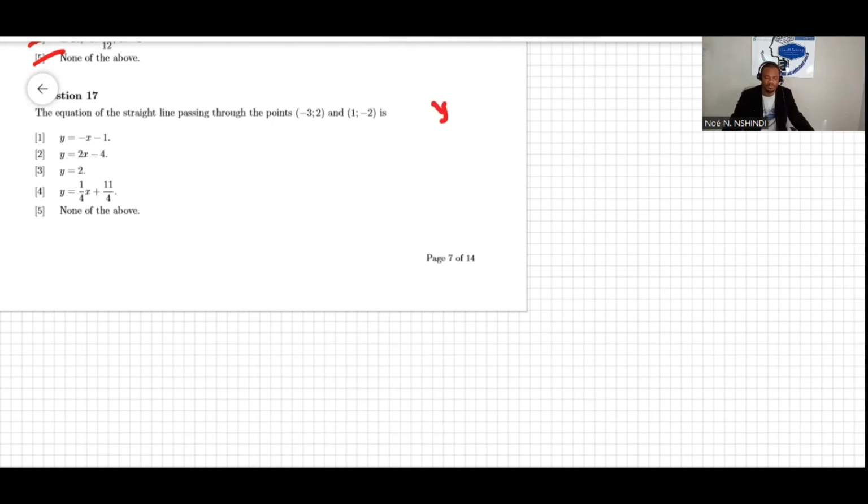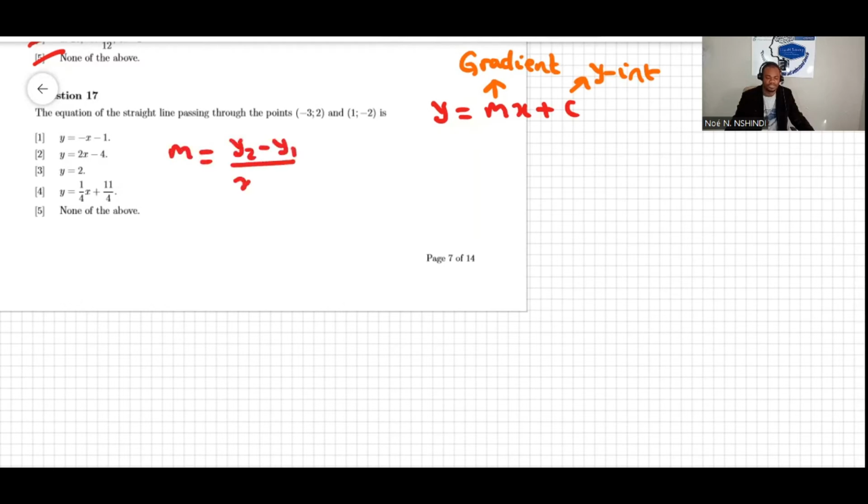We know it is of the form y equals mx plus c, where m is the gradient and c is the y-intercept. Now I am going to write here, the gradient is given by another formula, m equals change of y over the change of x. I prefer to label this x1 and y1, and that one x2 and y2.